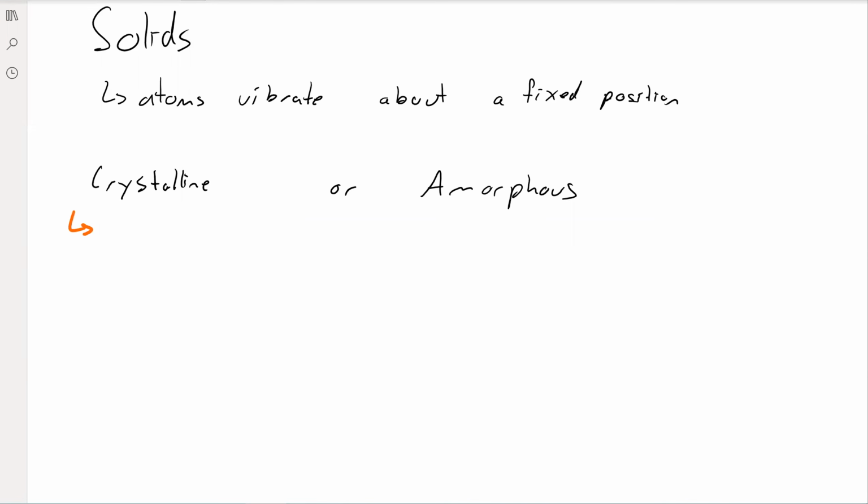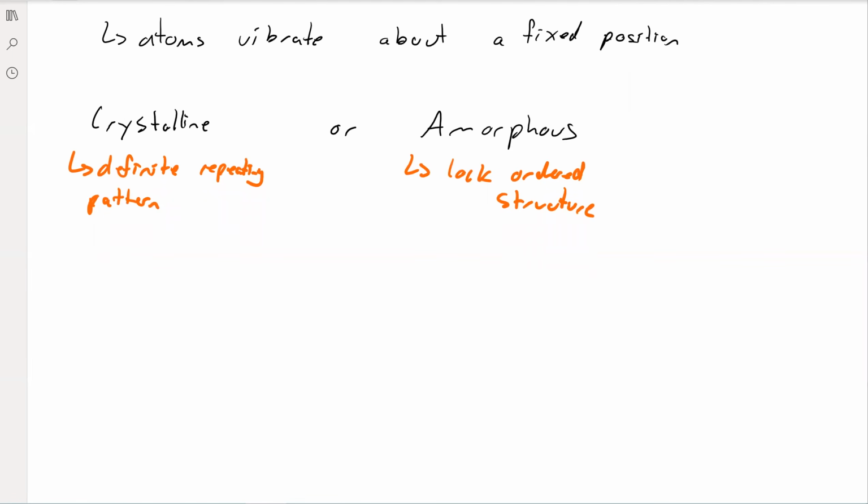Crystalline means that they have a definite repeating pattern, while amorphous, they don't. They lack any sort of ordered structure. And we're, of course, going to focus more on the crystalline solids. So they pack in some kind of structure and then just repeat itself. It can look really complex when you're looking at it, but you can reduce it down to a simple unit that repeats, kind of like a kaleidoscope.